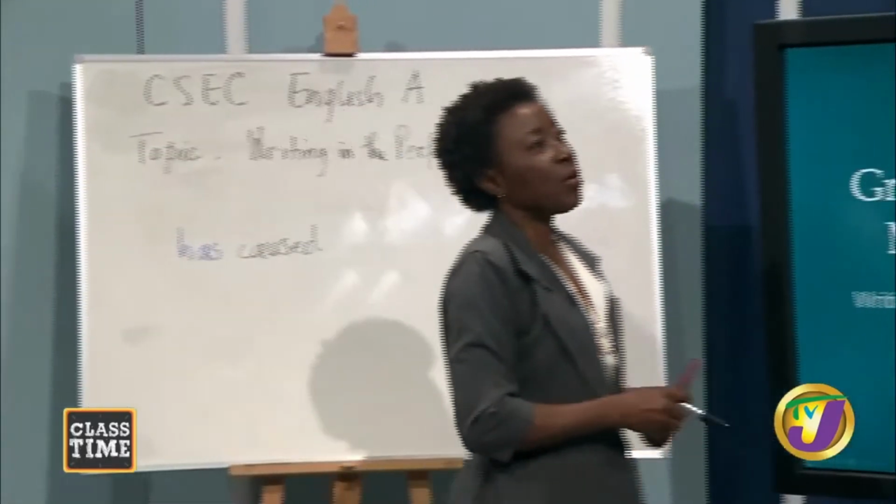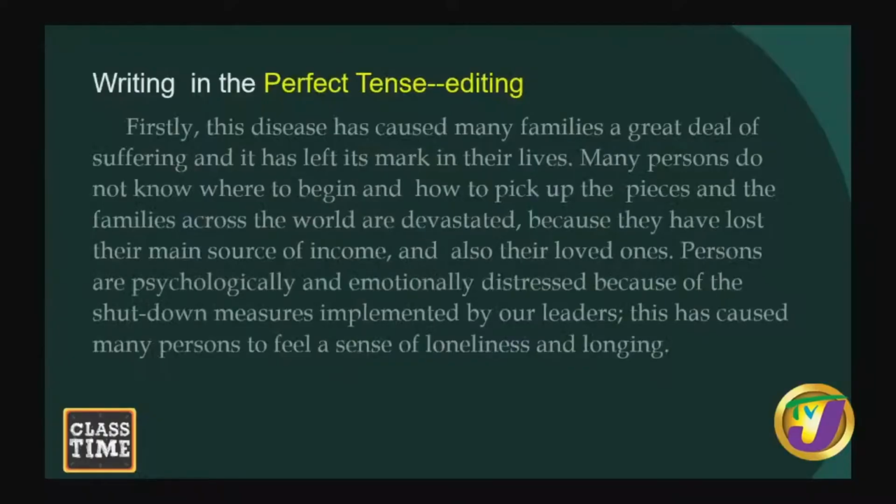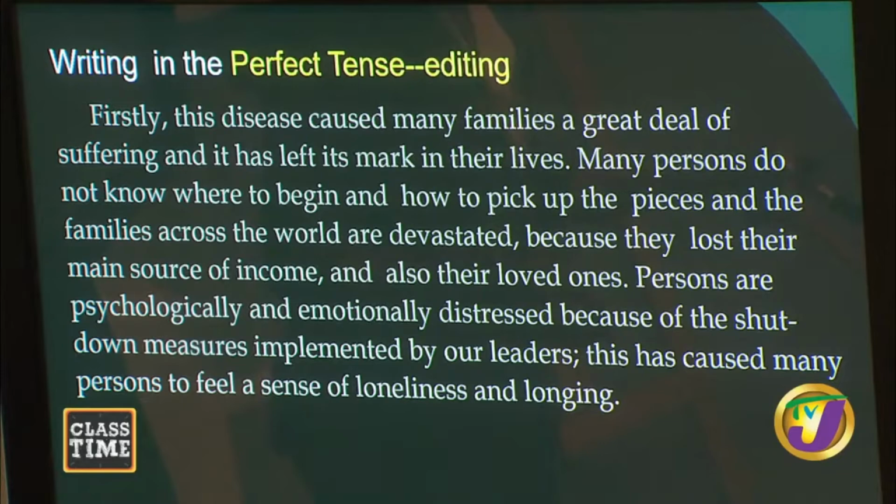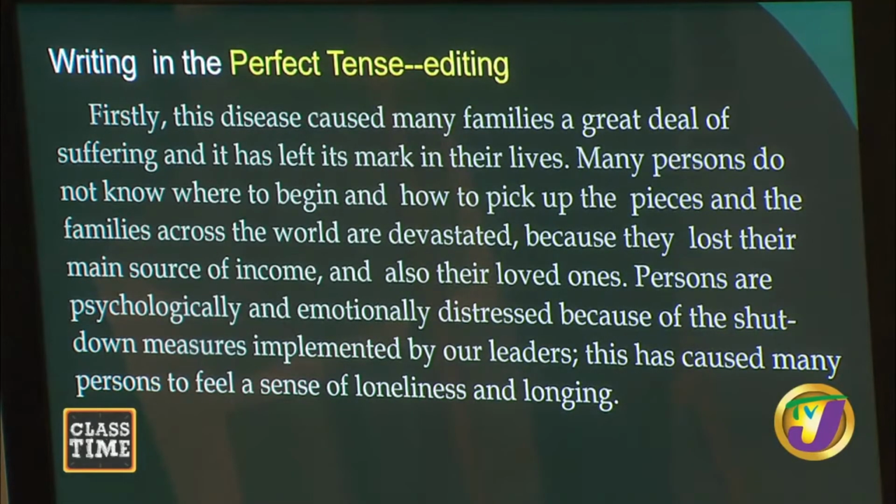Okay, then let's look at the second sentence if we see anything. Many persons do not know where to begin and how to pick up the pieces, and the families across the world are devastated. We could say have been devastated. Families all over the world have been devastated. They're still suffering and they're still mourning. So we could say have been. They have been devastated.